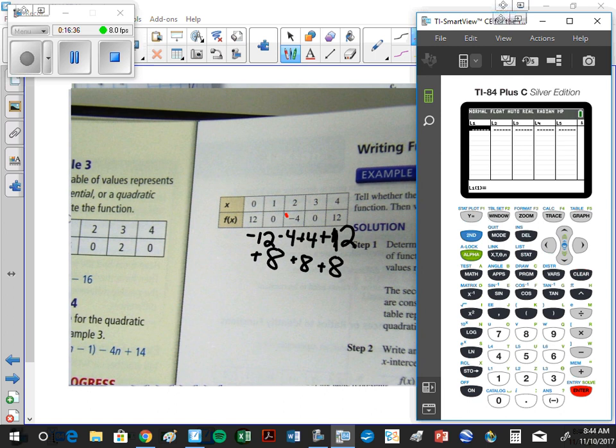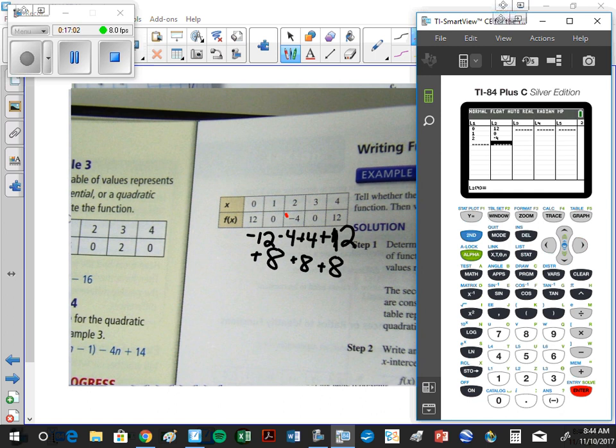Which 3 points should I pick? And the answer is, it doesn't matter. As long as you keep your X's and your Y's matched, it doesn't matter which 3 points you pick. So for X's, I'll do 0 and 1 and 2. And for Y values, 12 and 0 and -4.